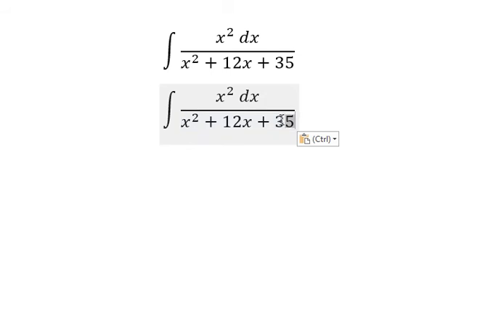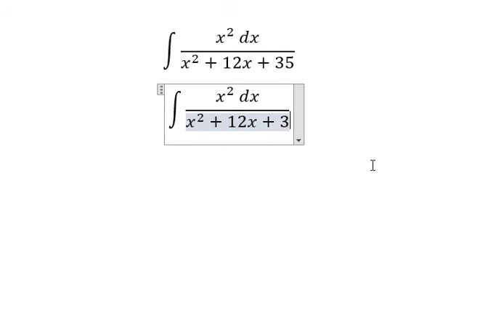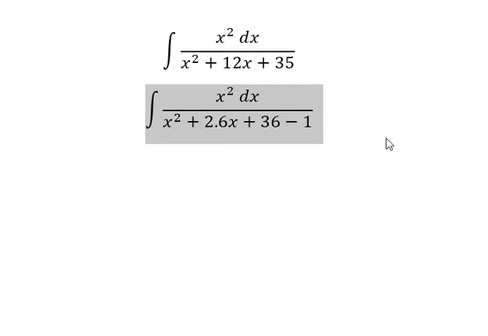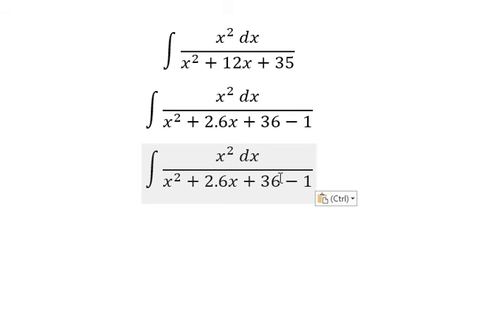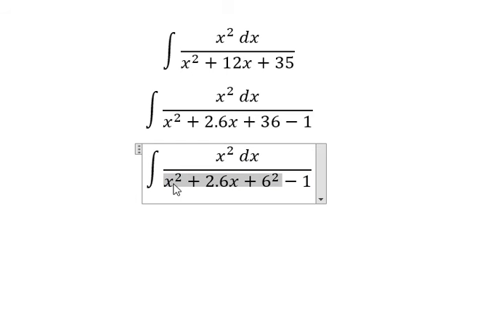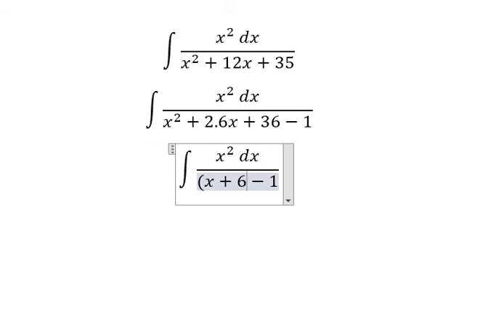About 35, we can put it into 36 minus 1. About number 12, that's 2 multiplied by number 6. We know that 36 is 6 to the power of 2. So here, we can change this into (s plus 6) to the power of 2.